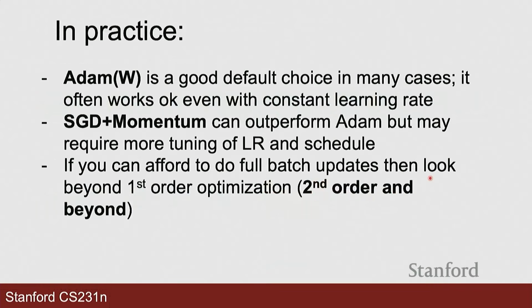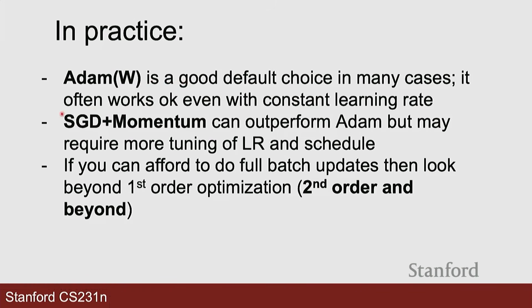All right, so some concluding thoughts for you all that can be useful. Adam or AdamW is a really good default choice for training your first model if you're working on a new problem in a domain. I would recommend it. And it could even work okay even if you do constant learning rate. So usually people will try AdamW with constant learning rate or with a linear warm-up and then a cosine decay. Those are a really popular combination.